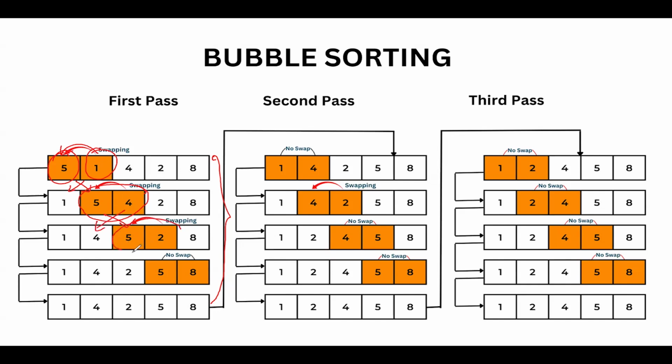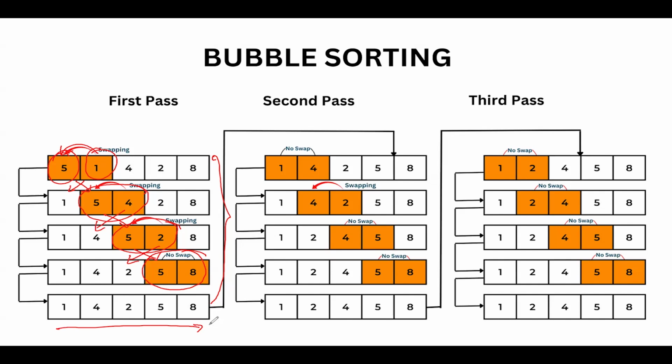Next, I'm going to compare the next two elements. And as you can see, once again, 2 and 5 need to be changed. And then when I come here, I need not change. But once again, I'm going to iterate and see if there is any swap required. Hence, I will stop.